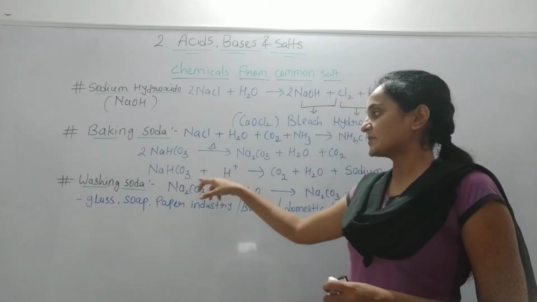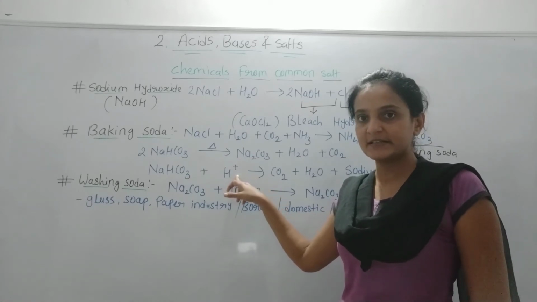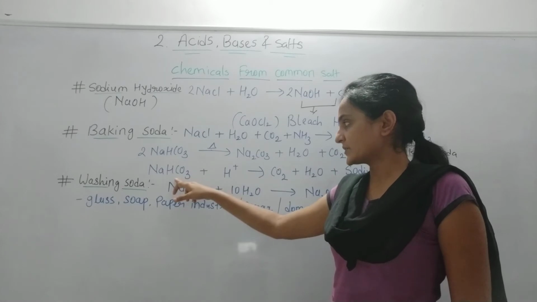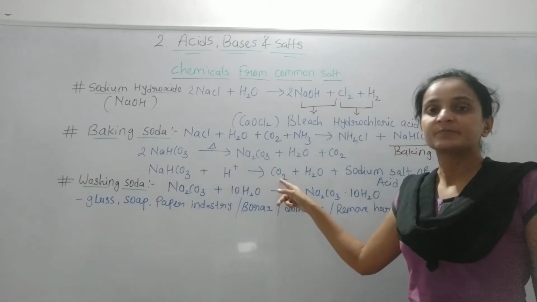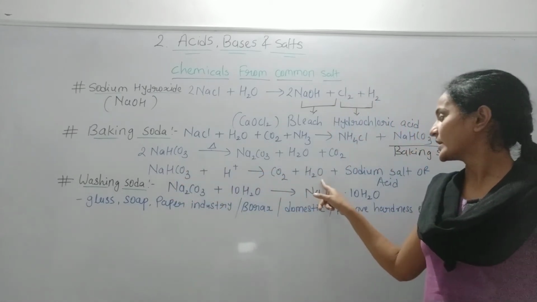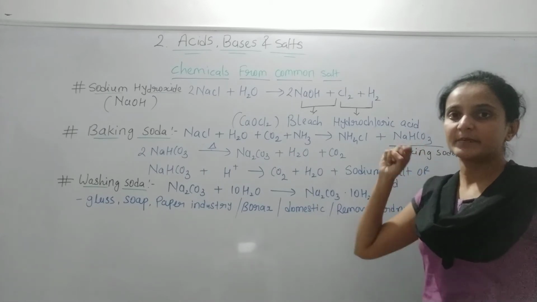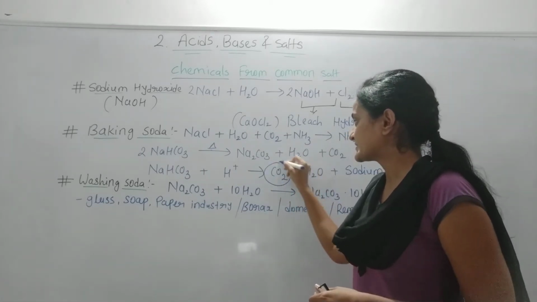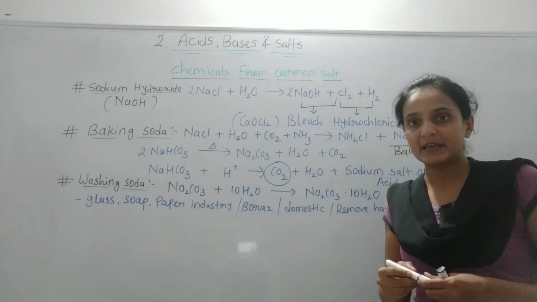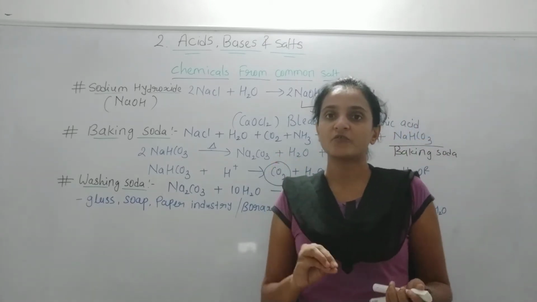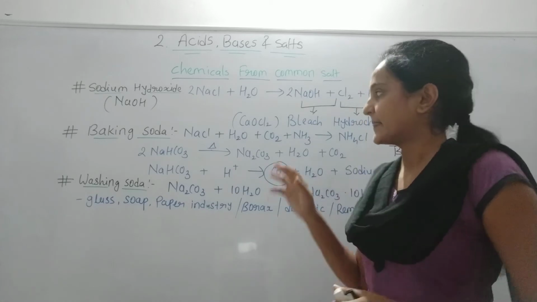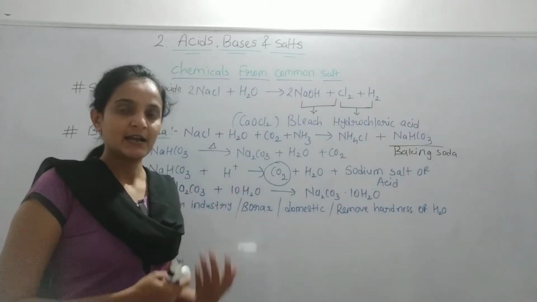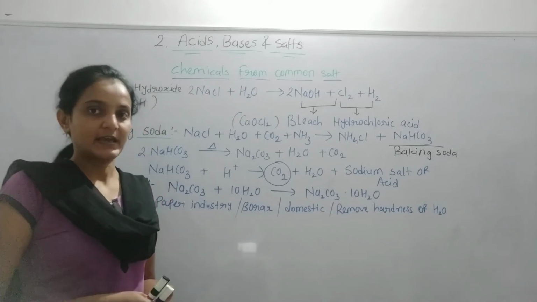So base with base, water will behave like an acid. So H plus of any acid will react with it and it will produce carbon dioxide, water and the sodium salt of that particular acid. And this carbon dioxide is responsible for making the item soft and spongy. And that is the reason we use baking soda for cooking food like bread, cake, etc.